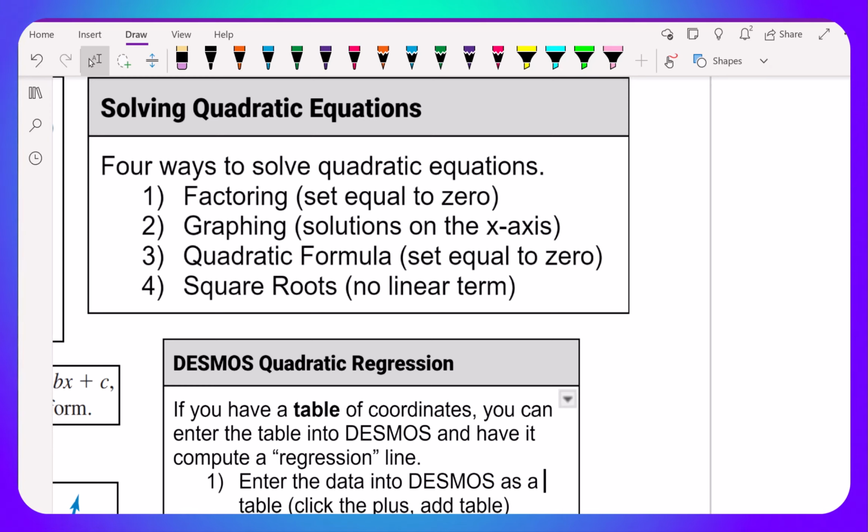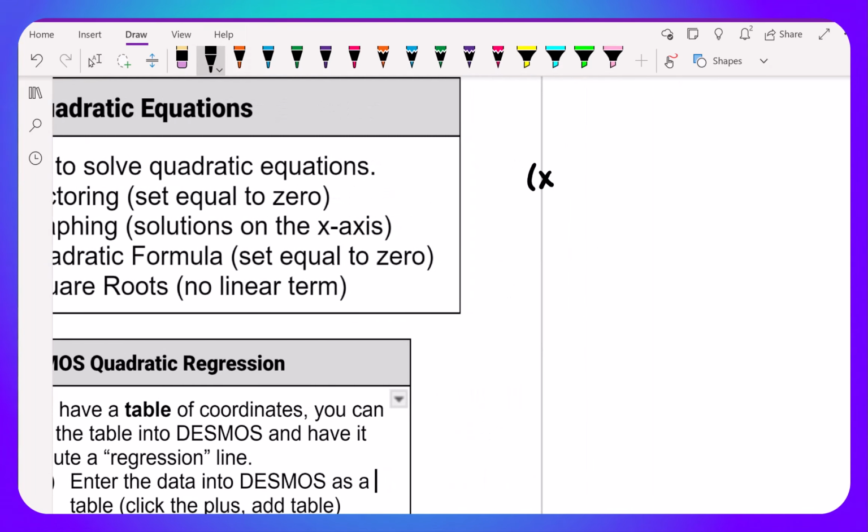3, you could use quadratic formula. That one works all the time. It's helpful if you're not able to factor or graph. And then 4, you can use square roots only if you don't have a linear term. Sometimes when you have square roots, like if you have maybe x plus 3 squared equals 16, this would be ideal for square roots.